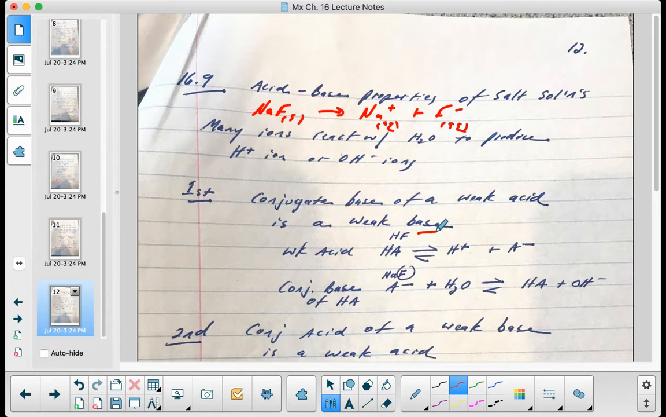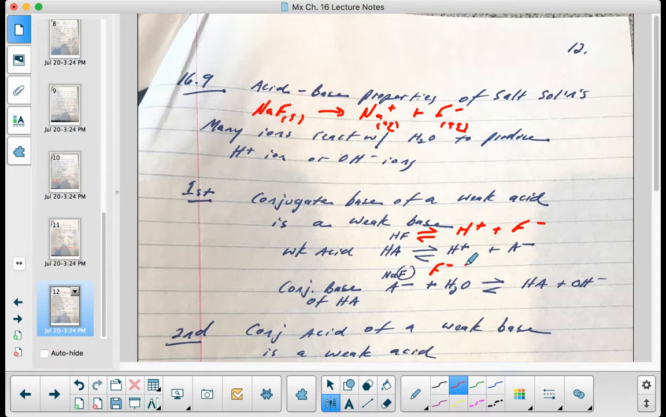So for instance, I've used a generic form here, but I'll use a real molecule. So this is a weak acid. And so in equilibrium, it's going to break up into hydrogen ions and fluoride ions. So now what I know is that a fluoride ion can behave as a base. So here's what would happen.